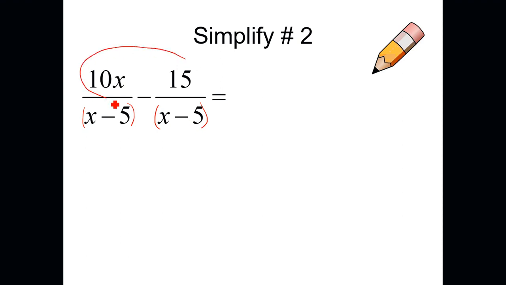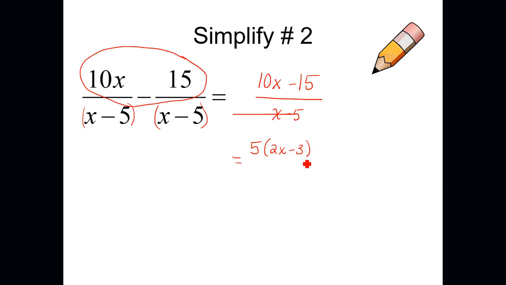I just need to do what this says across the top, 10x minus 15. Notice that's an x term and a plain number, so I can't actually subtract those two because they're not like terms. But I can say I have 10x minus 15 over the same denominator of x minus 5. Now, is there anything that I can do to the top of this fraction, like factor it? Well, yes, out of these two terms, you can divide out a 5. So I'd have 5 times (2x minus 3) over still my x minus 5.